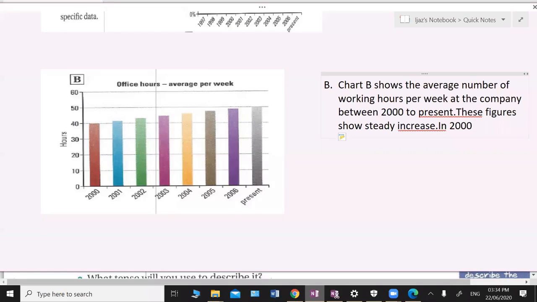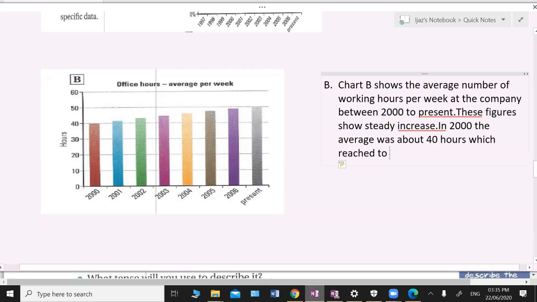the average was about 40 hours, which reached to 50 hours, in 2007 or at present. Okay, so this is how we complete these 3 sentences.